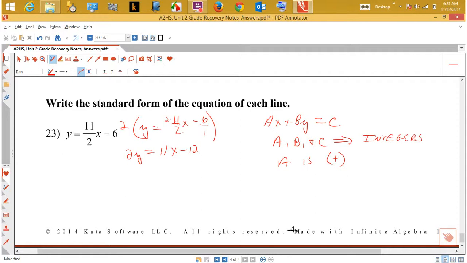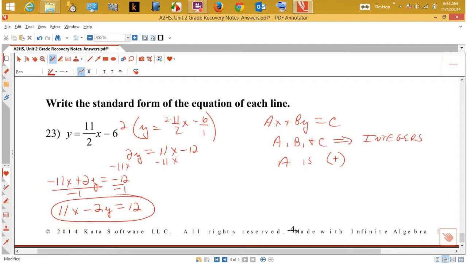And now I need to get the x and y on the same side. So I'm simply going to subtract 11x from both sides. And that's going to give me a -11x plus 2y is equal to a -12. And now I need to have the x be a positive number, so I'm going to divide everything by a -1. If I divide this side by a -1 and this side by a -1, all my signs change. So what I would have is 11x minus 2y is equal to 12. And there my equation is in standard form.